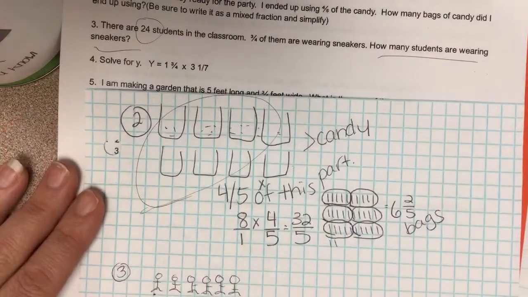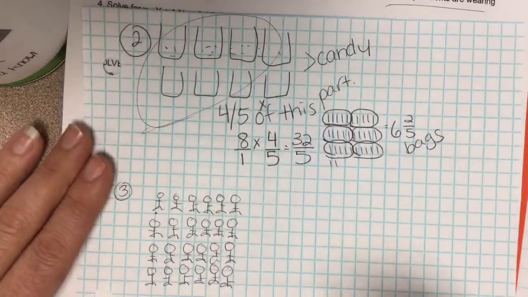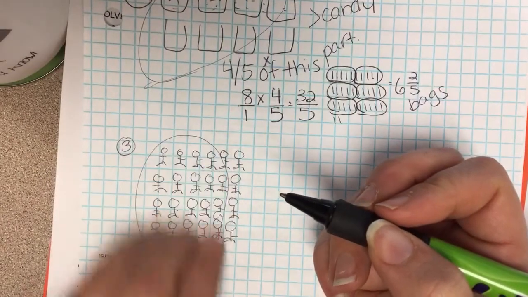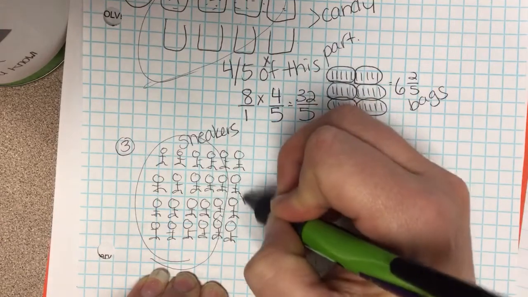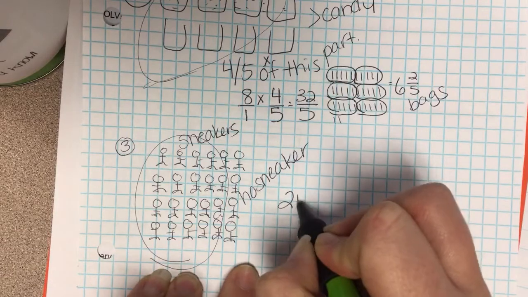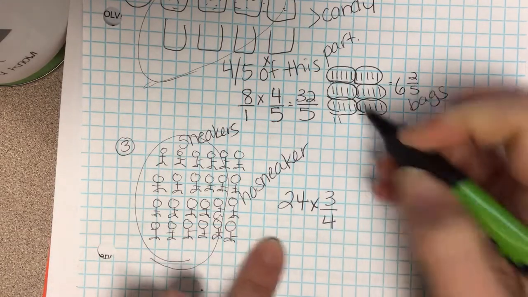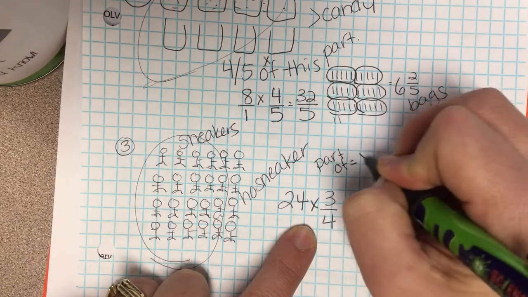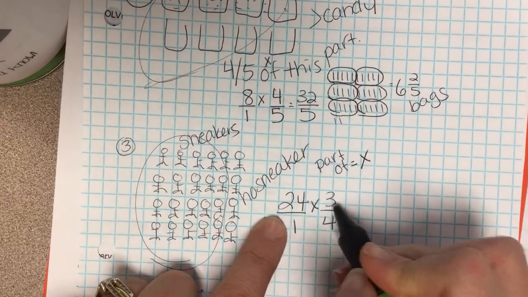And it says 3/4 of them are wearing sneakers. So 3/4. I'm going to take part of a group. I'm going to take a chunk that are wearing sneakers. So these are wearing sneakers, and these are wearing no sneakers. So basically I took 24 and I took part of them. Part of means multiply. Every whole number has a denominator of 1. 24 times 3/4.